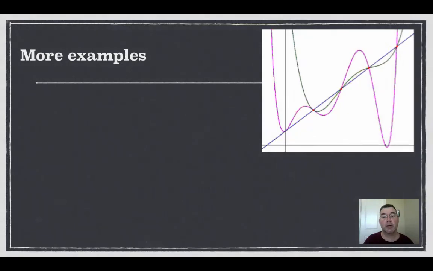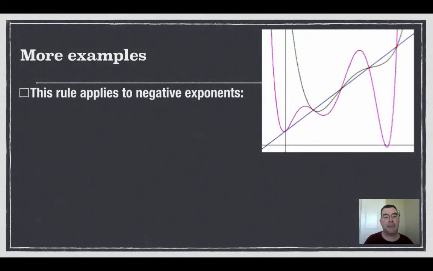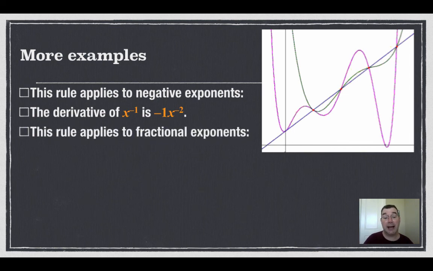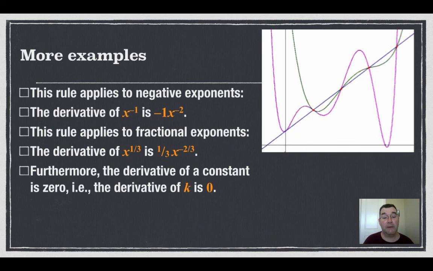All right. So here's some more examples that still fall into that pattern. It applies to negative exponents as well. So the derivative of x to the negative 1 would be negative 1 times x to the negative 2, following that same rule. I can use it on fractional exponents. The derivative of x to the 1/3 would be 1/3 times x to the negative 2/3. You always have to subtract 1 from that old exponent to get the new one, no matter how weird the exponent is. Furthermore, if I had the derivative of a constant, I would get 0. So the derivative of y equals k is 0. And then the derivative of just the function x is 1.